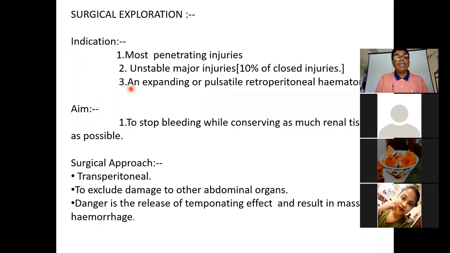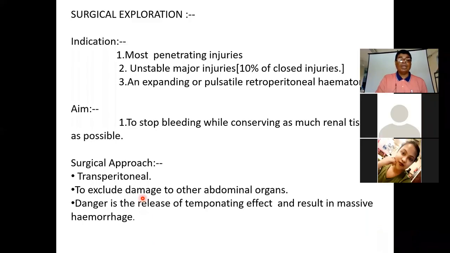The main aim of surgical exploration is to stop bleeding. Stop bleeding, one. And remember, while stopping the bleeding, we have to conserve the renal tissue as far as possible. Unnecessary removal of renal tissue is to be avoided. So what should be the approach? Transperitoneal approach. And why transperitoneal? Because you have to see whether there is any other injury to the intra-abdominal organs.